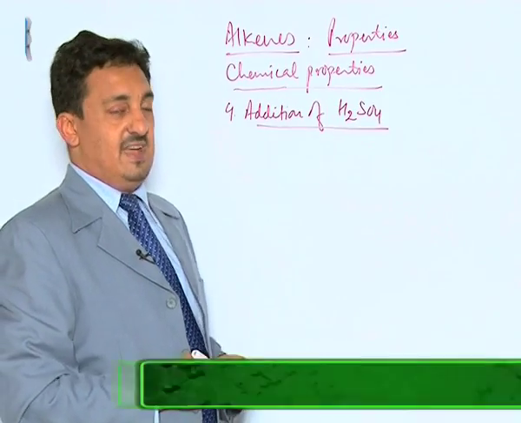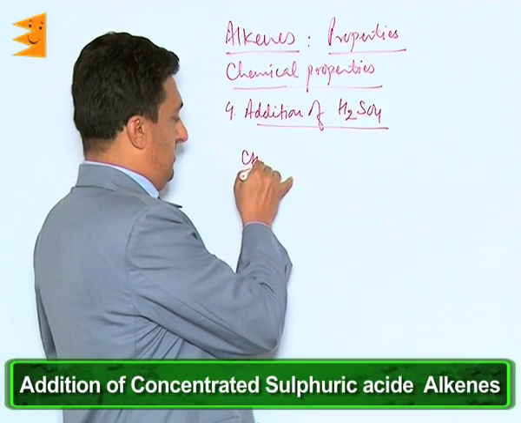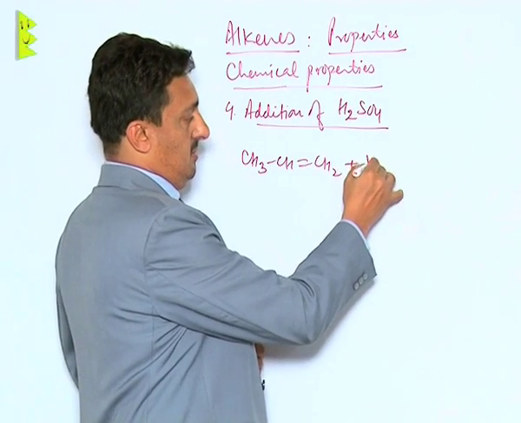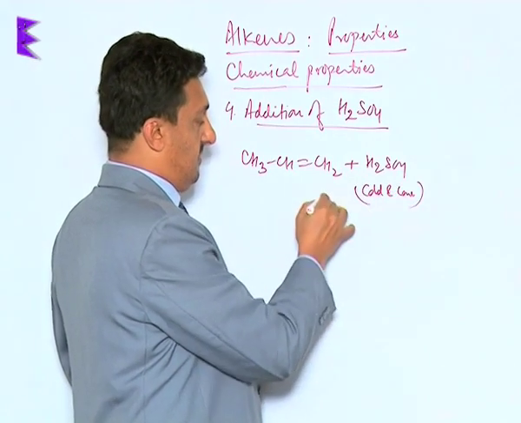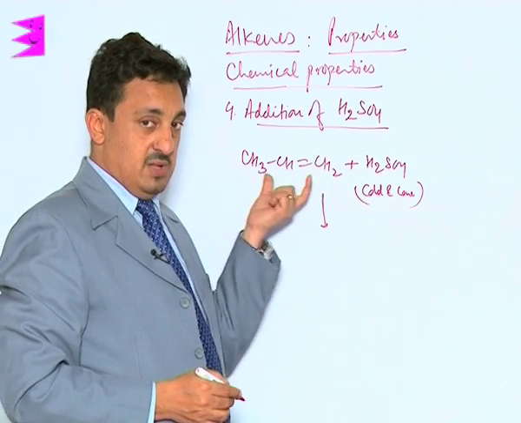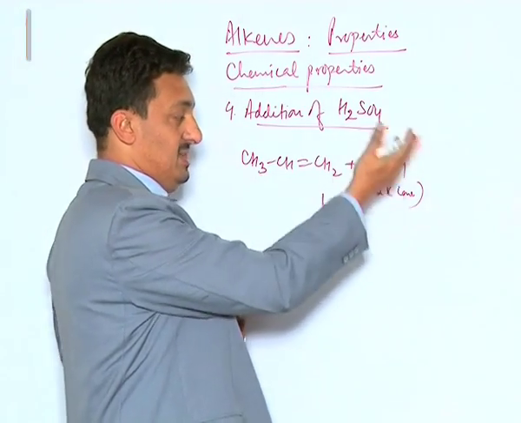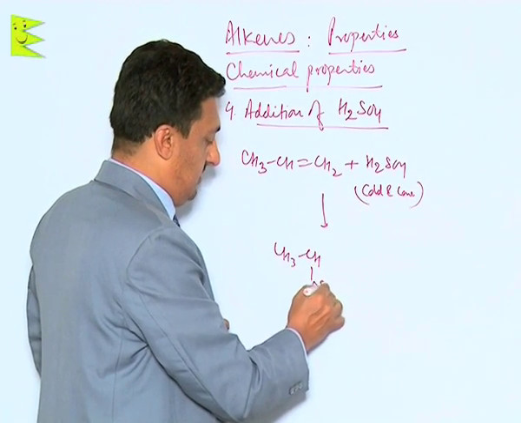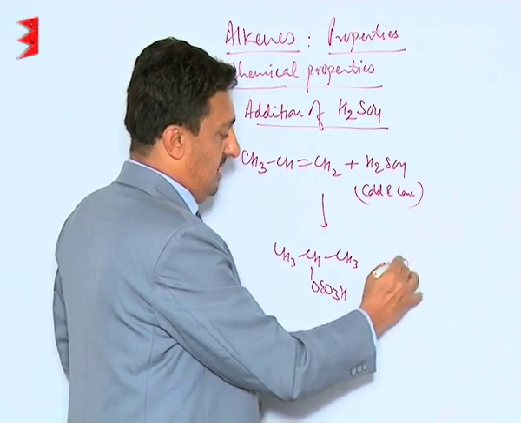Now let us see the addition of cold, concentrated sulfuric acid to unsymmetrical alkenes. Whenever cold and concentrated sulfuric acid is added to unsymmetrical alkenes, addition takes place as per Markovnikov's rule. We know that it breaks down into H plus and HSO4 minus ion. So what we get is CH3CH(OSO3H)CH3.